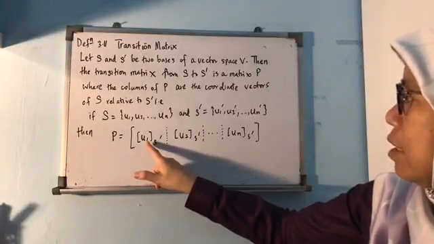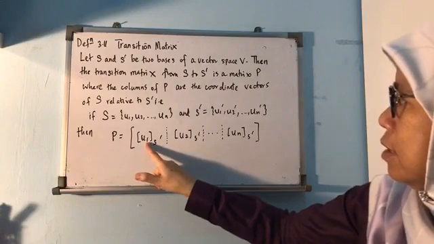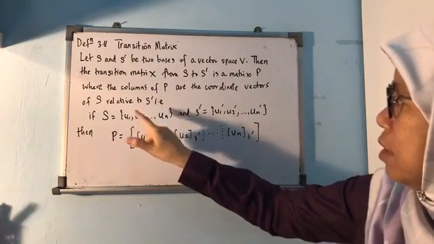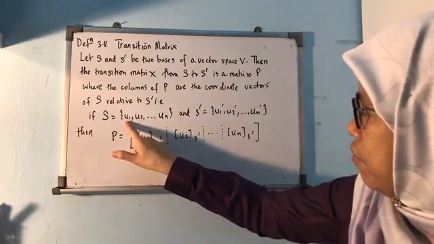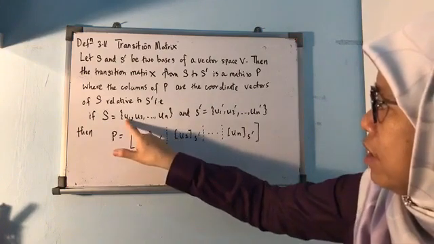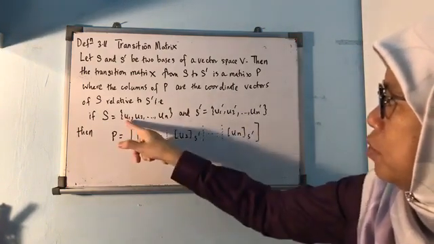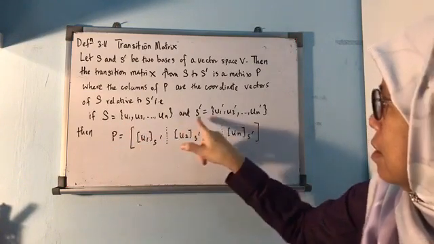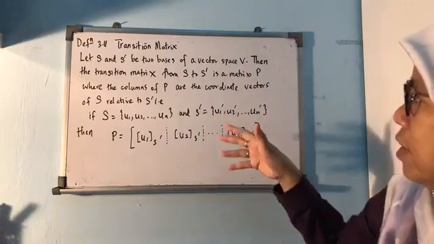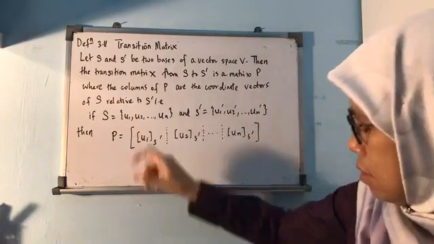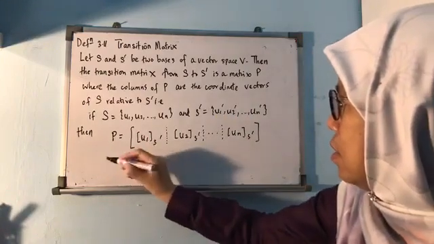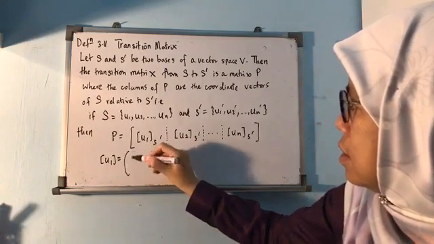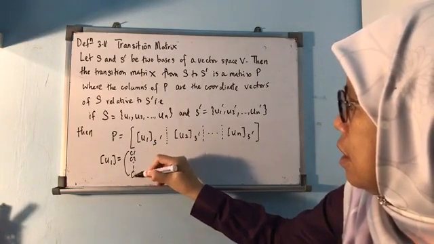Meaning you have to calculate each single one with respect to S prime. For each of these, you have to find the coordinate vector, or the C. So for U1, you put all this and find the C. For U2, to find this one, to find this one. Call this C1, C2 until Cn, right?